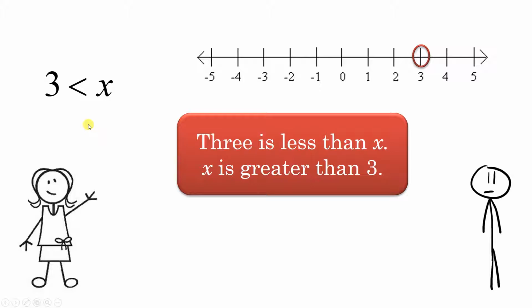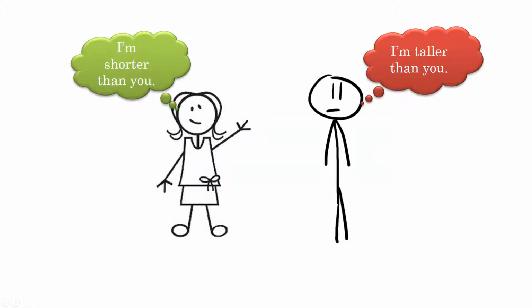That's also the same as x is greater than 3. X is greater than 3. All the numbers that are bigger than 3 are the answers. You see, again, you can say the same statement in two different ways. I'm shorter than you, or you're taller than me.